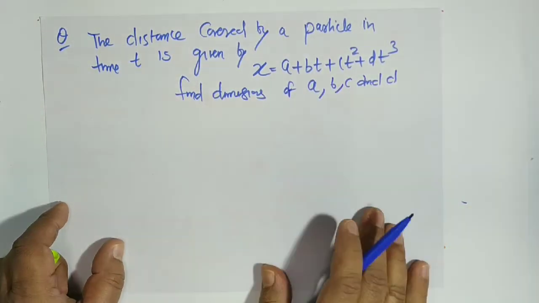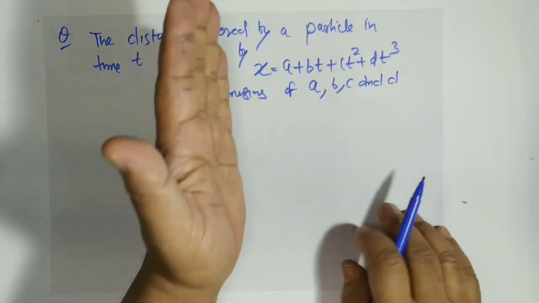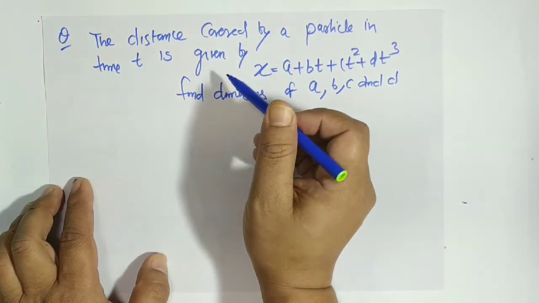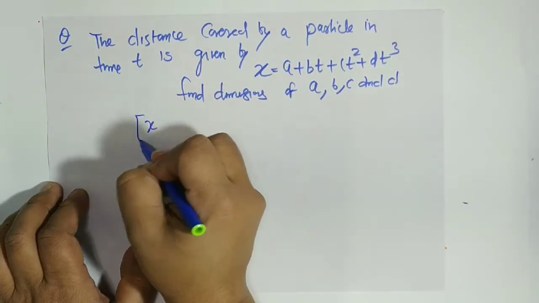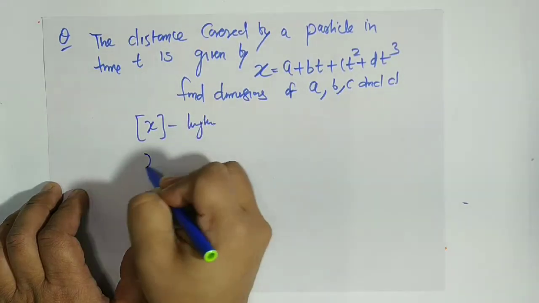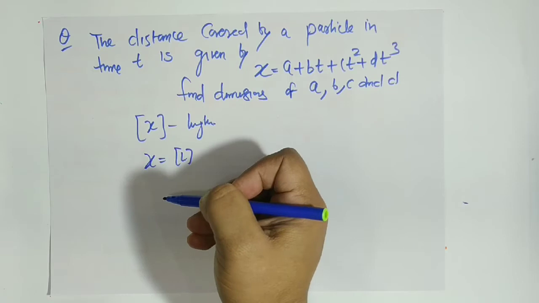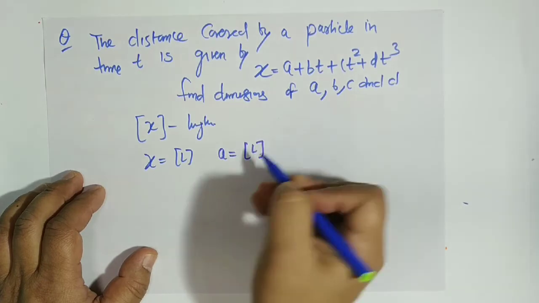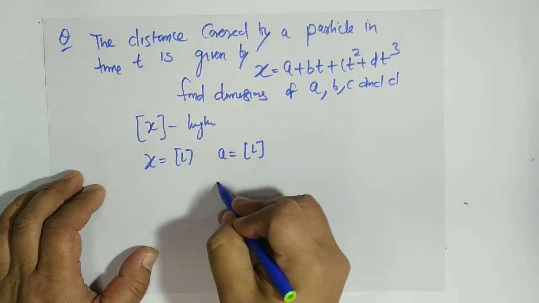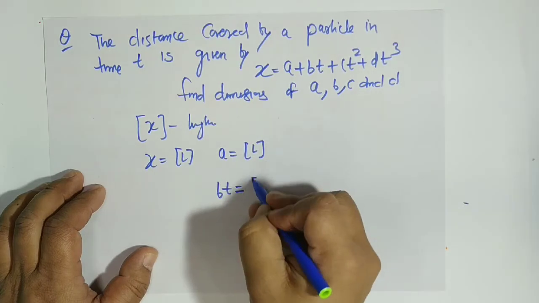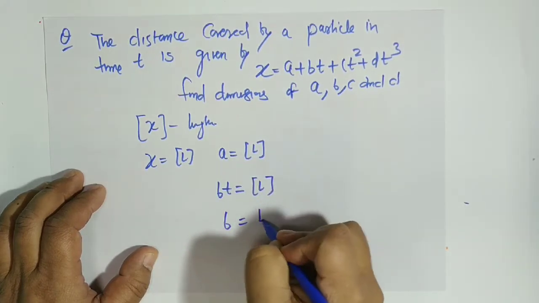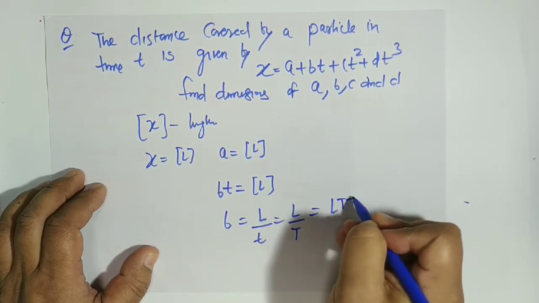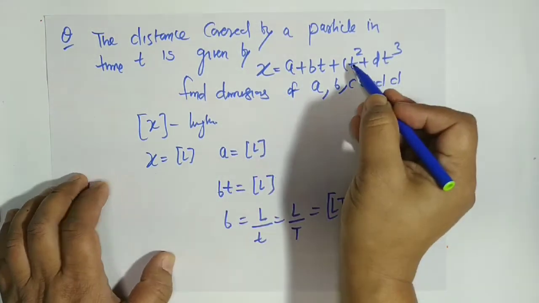Now do you know the homogeneity? Keep in your mind that the dimension will be the same. So simple. What is x? The distance. X is actually length, so the dimension of x will be L. Now that means a should be of the same dimension, so a should also be L. Then bt should also have dimension L. So b will be L by T, having dimension LT minus 1.